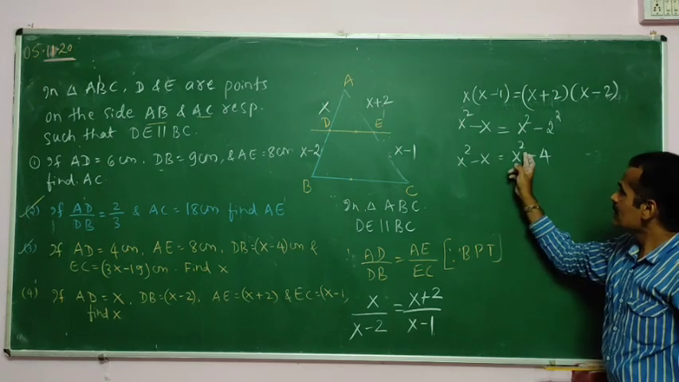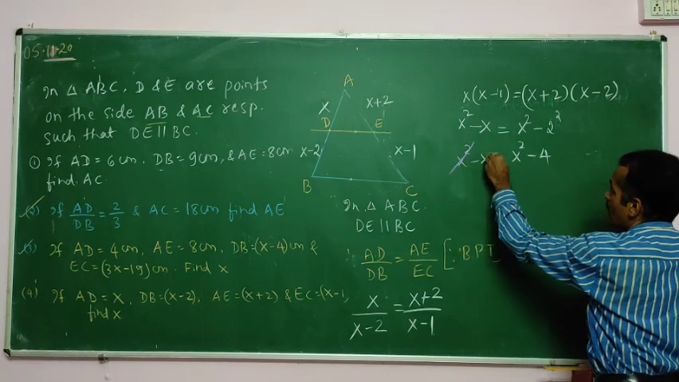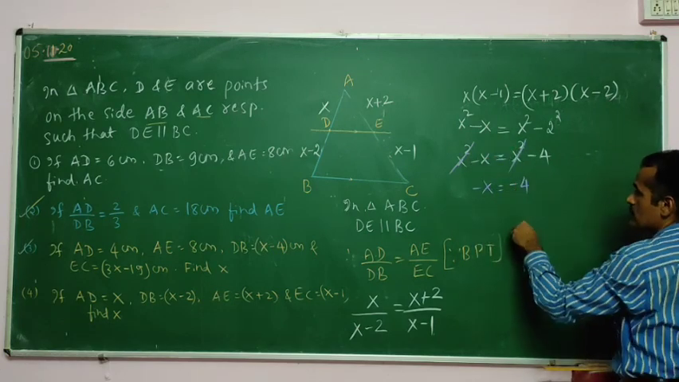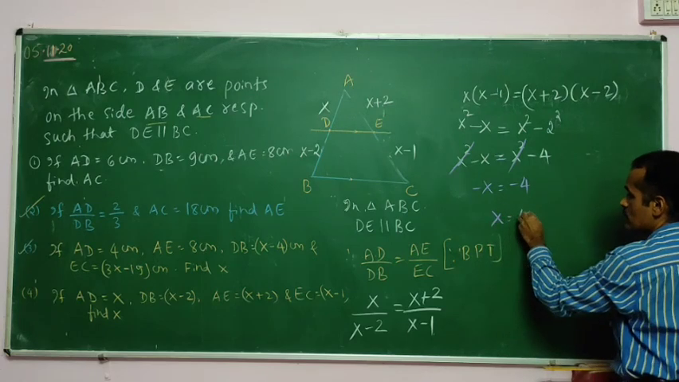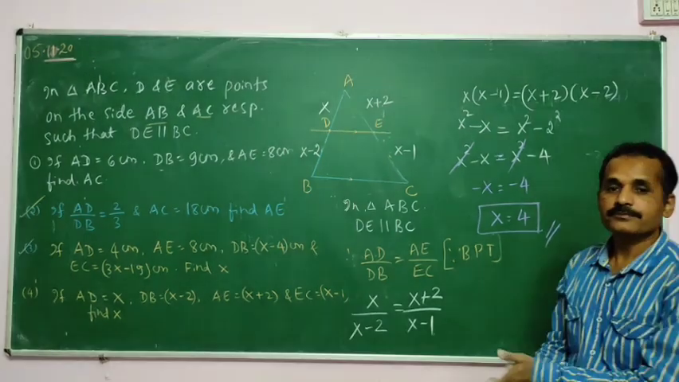I can shift this x square to the left hand side, then these two get cancelled. Minus x is equal to minus 4, which means x is equal to 4. That is the end of the problem.